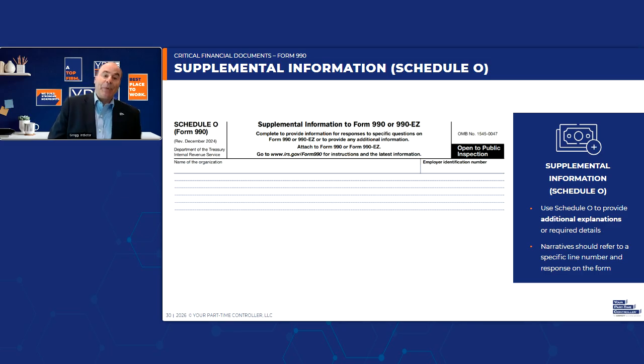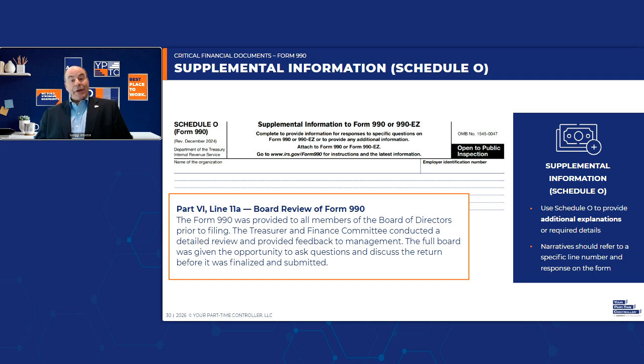Some common examples are explaining governance practices, like how the board reviews Form 990 before it's filed. For instance, an organization might note that the treasurer or finance committee conducts a detailed review, and then the full board is given the opportunity to review and ask questions, and all this happens prior to the filing.